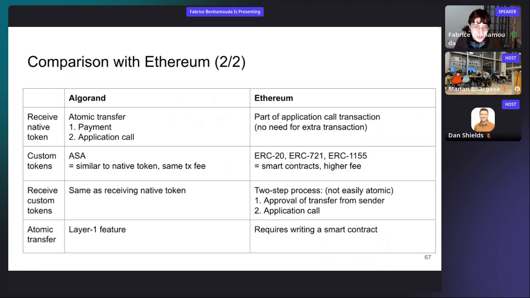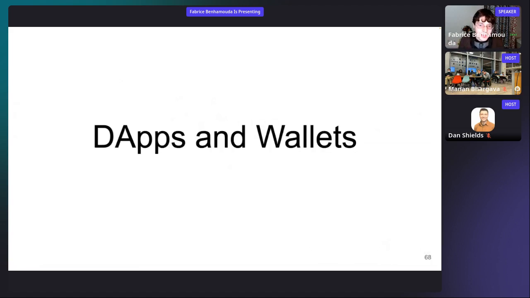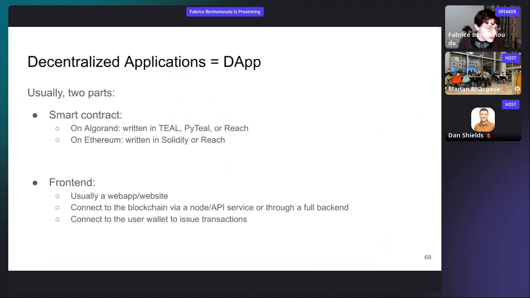In addition, the two things that Algorand makes slightly simpler than Ethereum are atomic transfers. If you want to exchange two tokens, it's done. You don't need to write a smart contract for that. And custom tokens are also much simpler. No need to write a smart contract, and it's cheaper to transact.